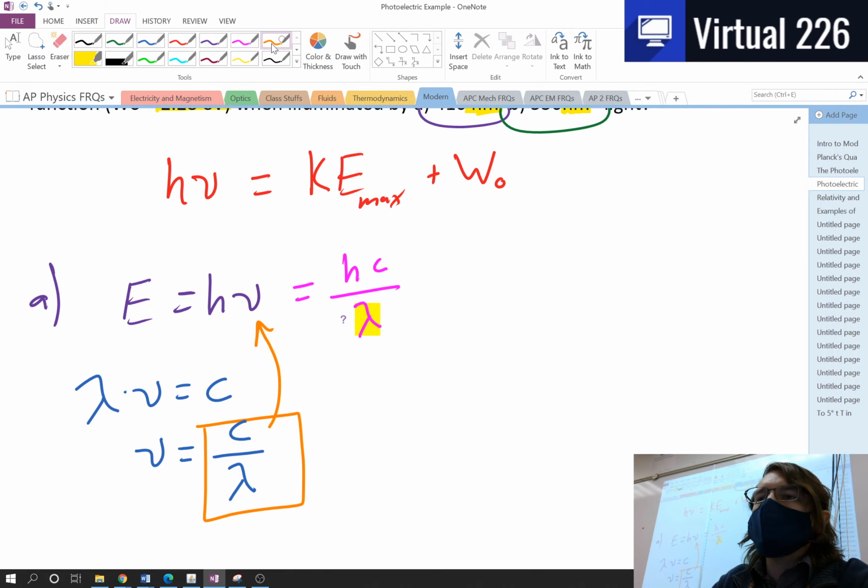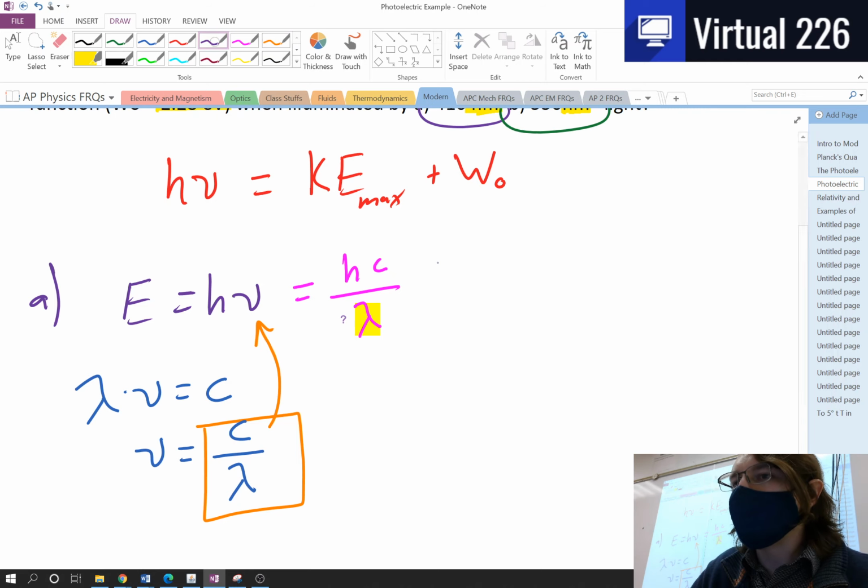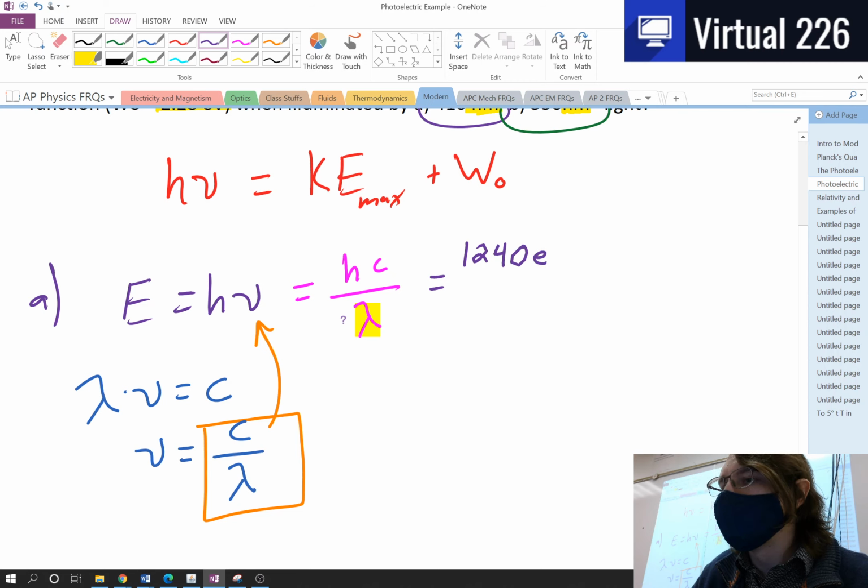Now, before you start busting out your calculators, here's a helpful little trick. This hc, Planck's constant multiplied by the speed of light, are two constant values, and hc comes up a lot. It comes up so much that it is worth your time to remember that hc is equal to 1240 electron volts nanometers.